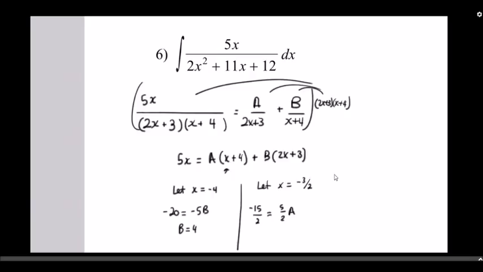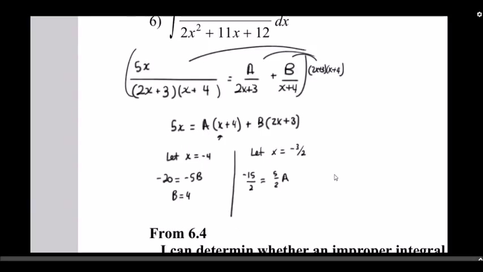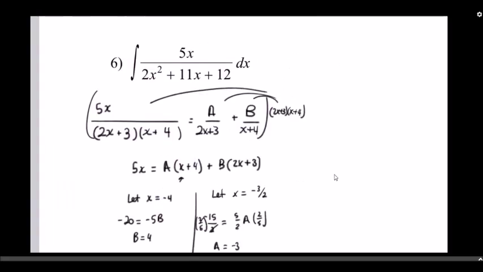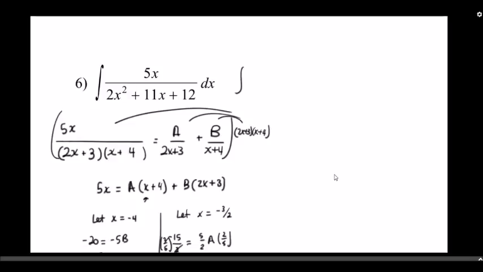And then again the b would have disappeared. So trying to get a by itself, we can multiply by 2/5. And then the 2's cancel on the top and bottom. -15 divided by 5 is -3, so a equals -3.